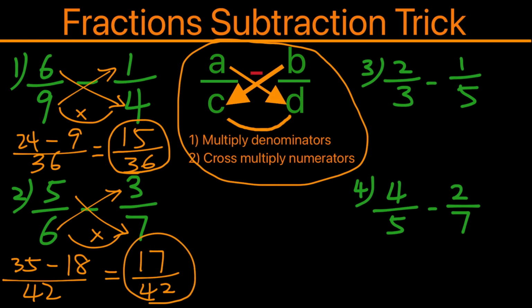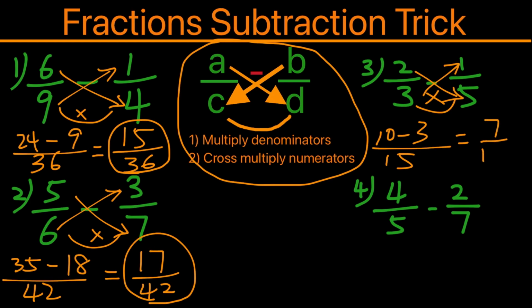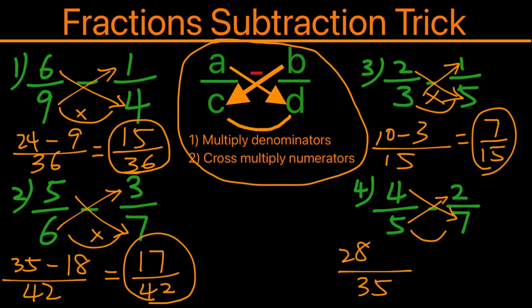For example 3, 3 times 5, 15. 2 times 5, 10. Minus 3 times 1, 3. 7 over 15. And we also couldn't simplify this any further, so that's the answer. And let's move on to example 4. 5 times 7, 35. 4 times 7, 28. 5 times 2, 10. This equals 18 over 35. And since we cannot simplify further, that would be the answer.